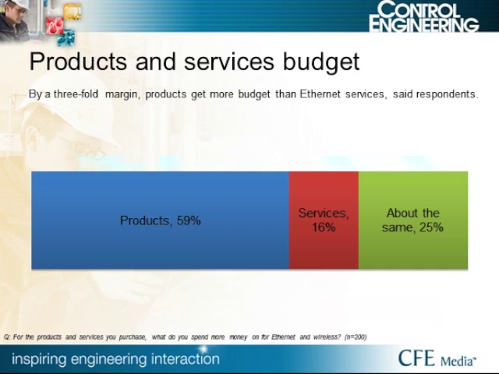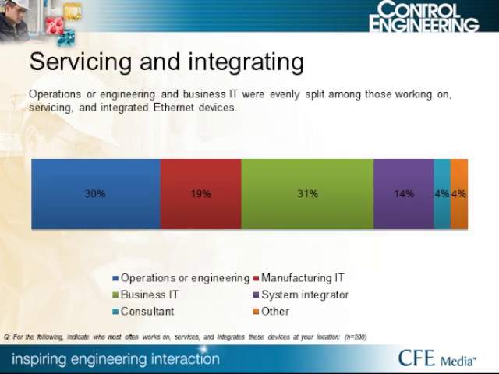Around 60% of what was spent on Ethernet goes to products. Services get somewhat less. Operations, or engineering and business IT, were evenly split among those working on, servicing, or integrating Ethernet devices. Operations, or engineering, and manufacturing IT together account for about half of the servicing and integrating for Ethernet devices. System integrators work on about 14% of the projects, and consultants help with another 4%.